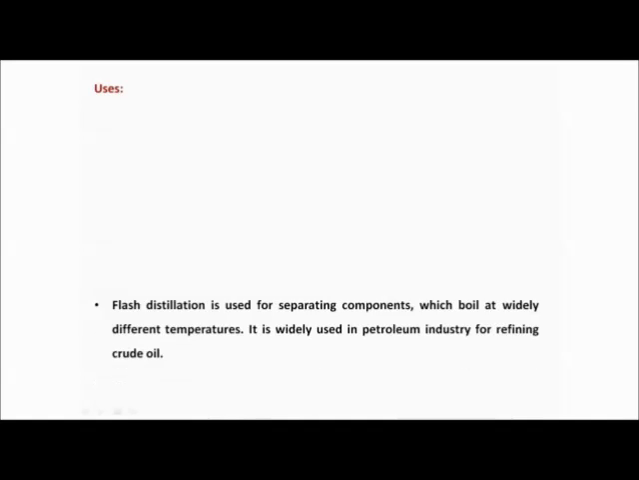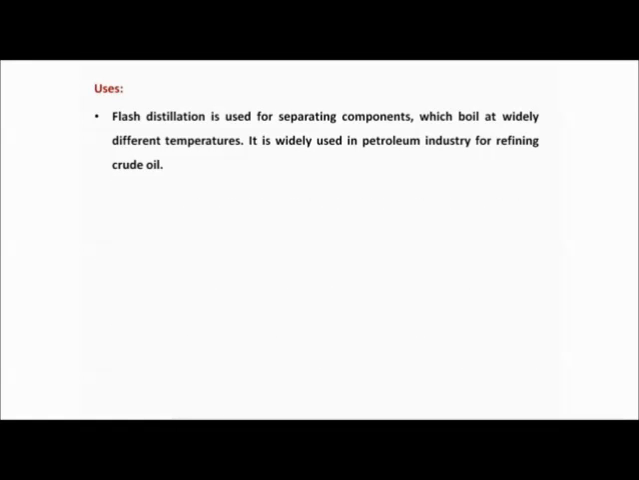So, where is it used? The flash distillation is generally used for separating components which boil at widely different temperatures. Suppose we have three components A, B, C. One may boil at 40 degrees centigrade, another at 70, another at 90. Such a huge difference we need. It is only possible to use flash distillation for separating molecules which have a very large difference in their boiling points. It is widely used in the petroleum industry for refining crude oil.